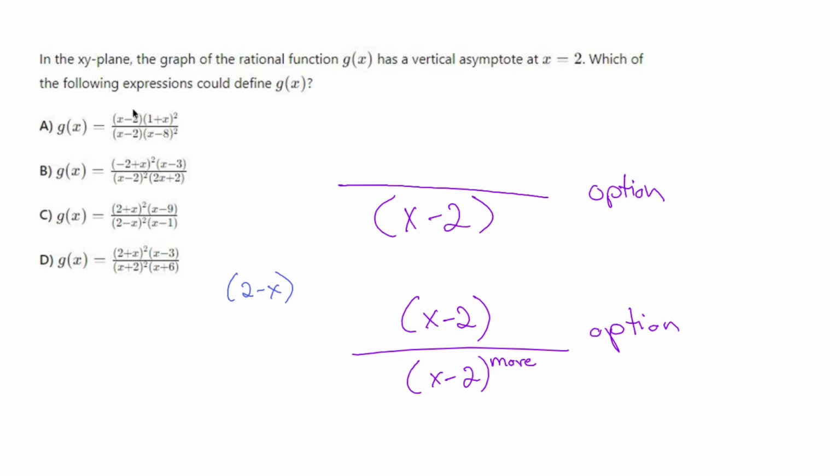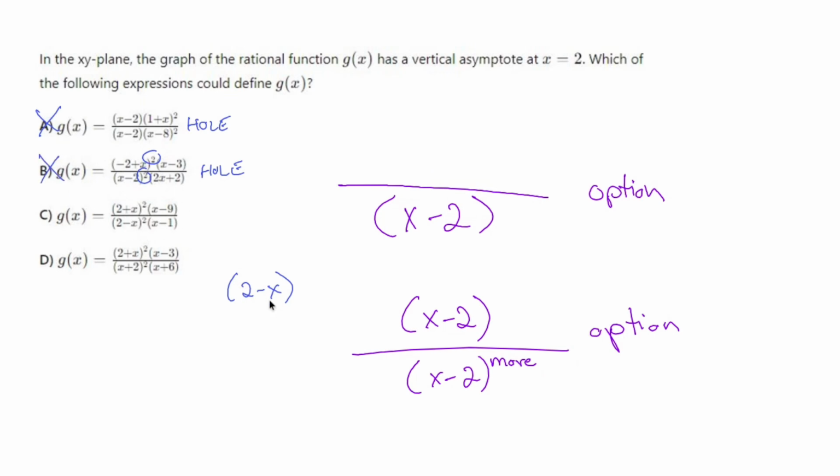You have an x minus 2 upstairs and an x minus 2 downstairs. That's a hole because they're the same exact thing. A is not going to be an option. Now, this one is basically x minus 2 written backwards, but there are 2 of you up here and 2 of you down here. That is also a hole because it's the same exact amount, so it's not going to work.